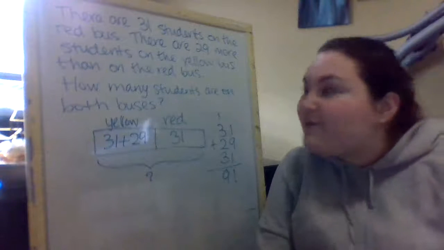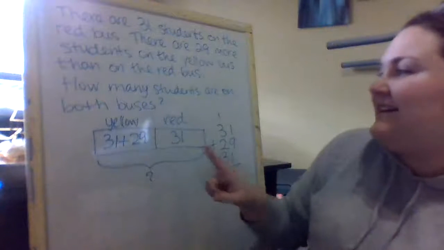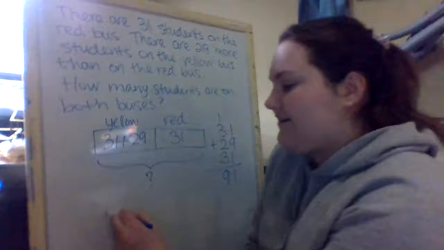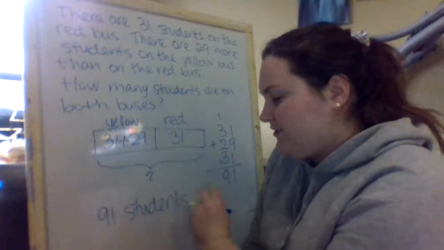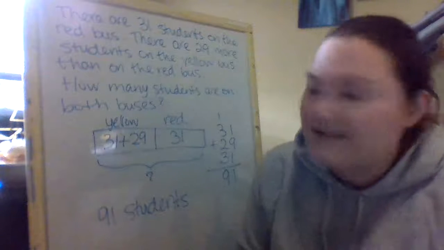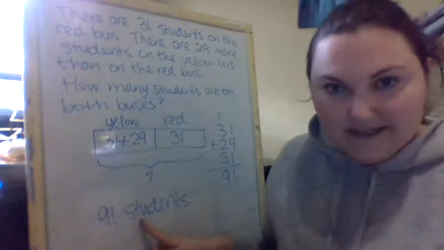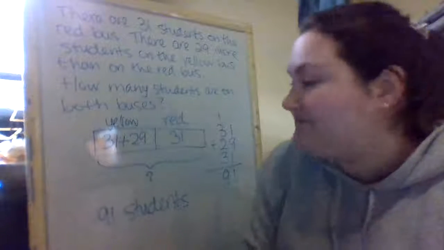Now, if you've had me before, you know I'm not just looking for 91. What I would like for you all to say is, if the question is how many students are on both buses, we're going to write 91 students. Just so you know what you figured out. It's not 91 buses, $91. Putting that word there is going to help you, especially in the future when the word problems get more complicated.